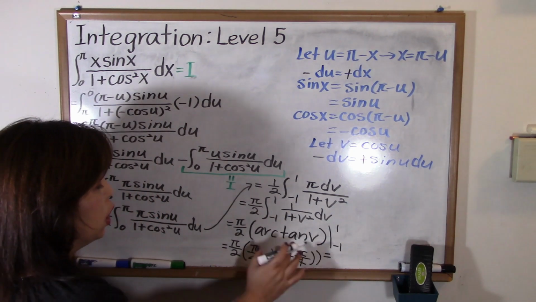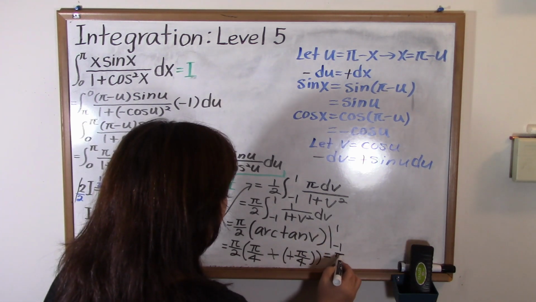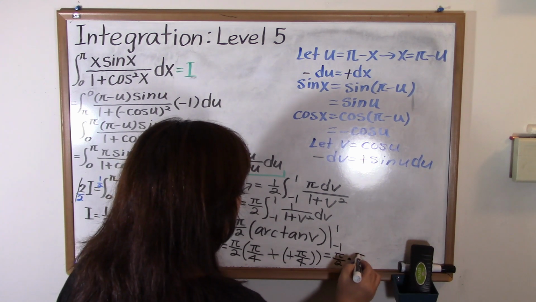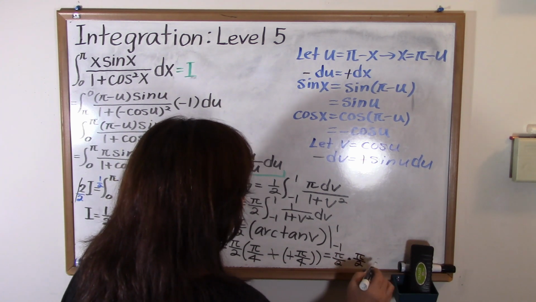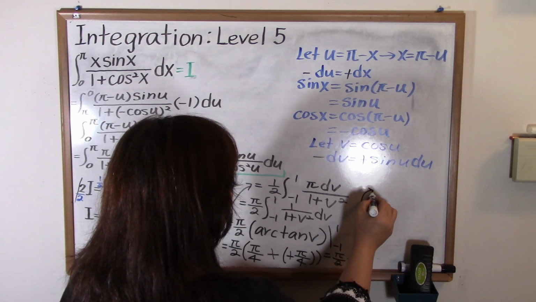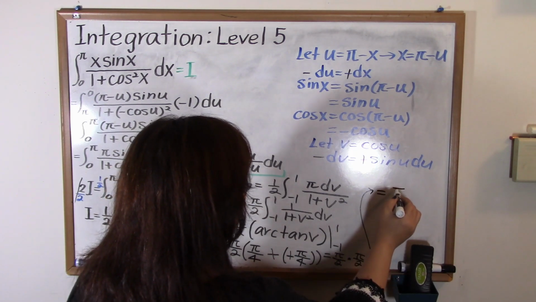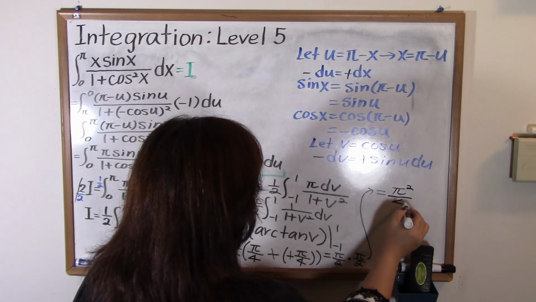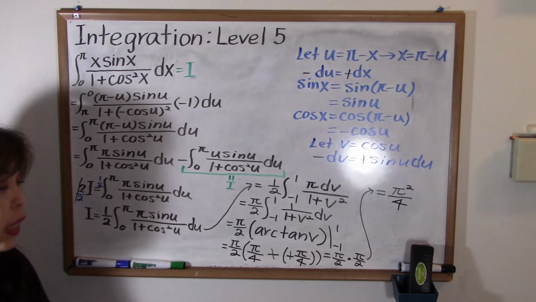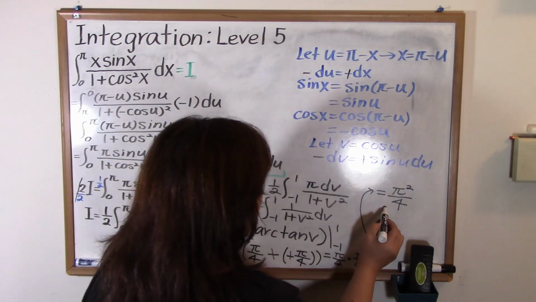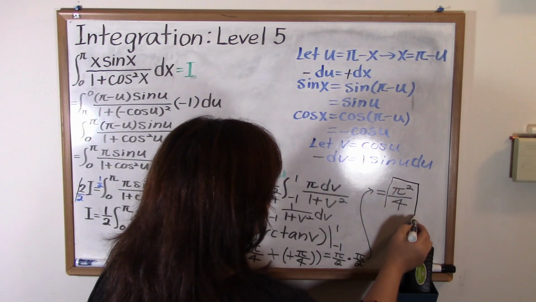Final answer, this is going to be pi over 2 times pi over 2. And final answer is pi squared over 4. This is final answer, okay? Pi squared over 4. This is it.